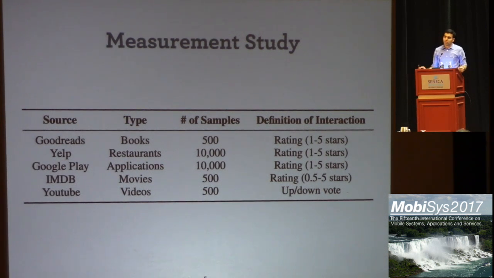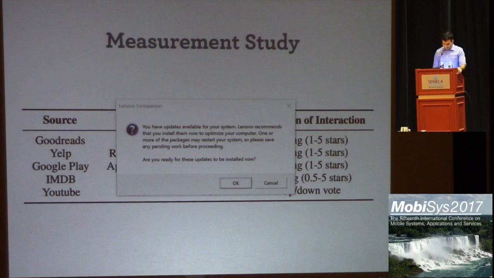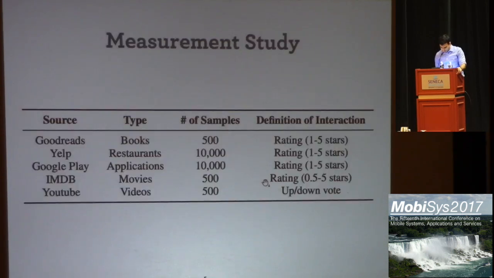So we wanted to study how deep this problem is and see if we can come up with a solution for that. And the first step that we took was to do a measurement study to see how much data sparsity is really a problem in these platforms. We looked at 5 different services: Goodreads, Yelp, Google Play, IMDb, and YouTube. And we took a random sample of the entries that exist there and looked at the number of interactions, whether it's the number of ratings, or up and down thumbs in the case of YouTube.